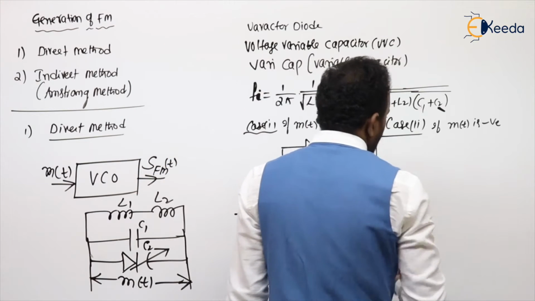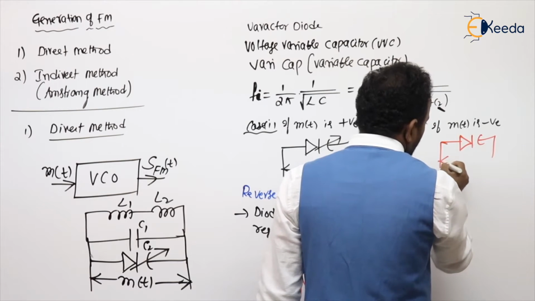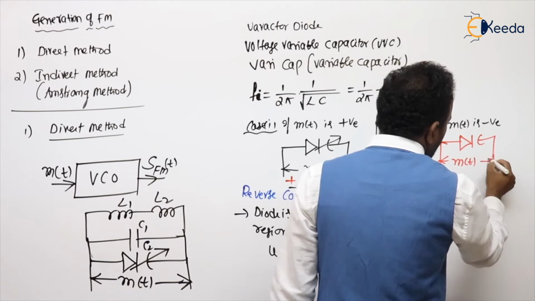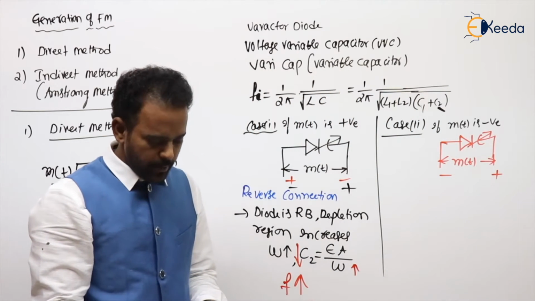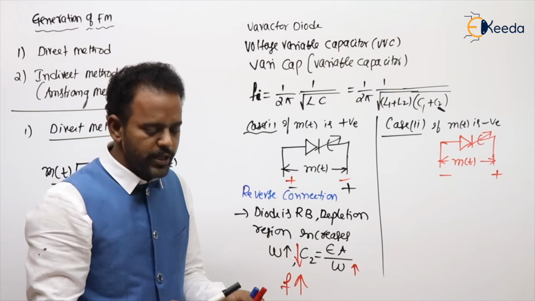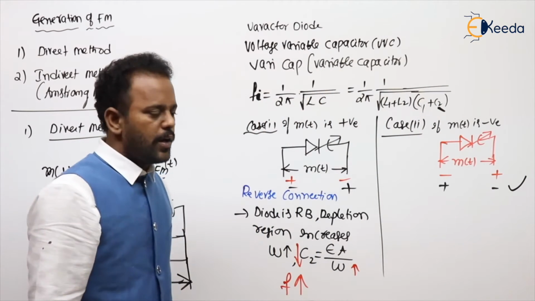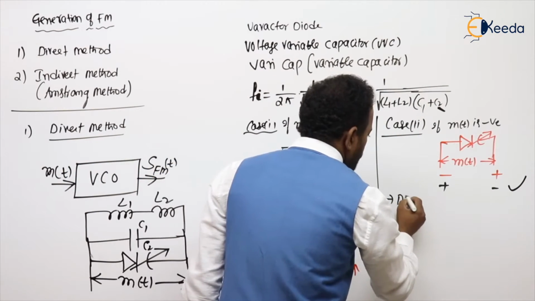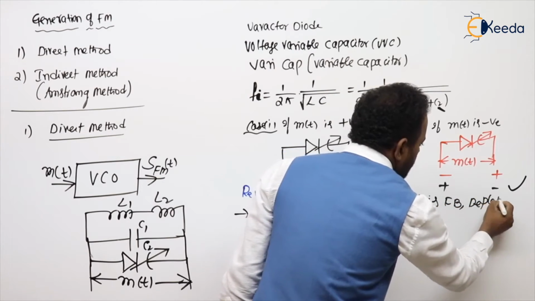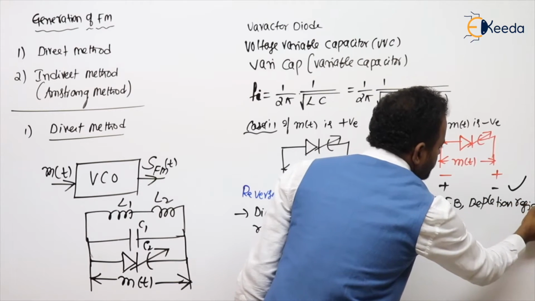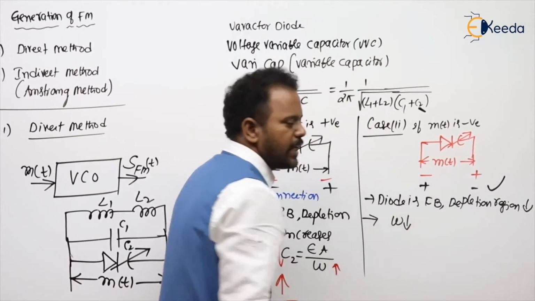See the negative case. Here m(t) is negative means this is the actual way of connection. Generally, m(t) negative is connected like that, but here we are using the reverse connection, so it will be plus, minus. Now see what about the diode. If you see, the diode is forward biased, then what happened to the depletion region? It decreases. Depletion region decreasing means W decreases.